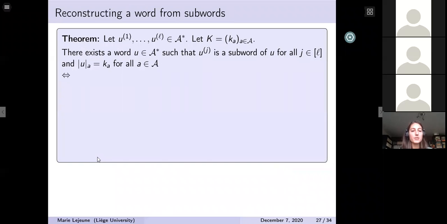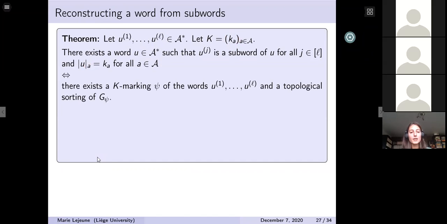Okay, and here is the interesting result. I have some words U1 to UL. I have a sequence K of integer numbers associated to letters of my alphabet. I can find a word U having all these words as subwords, and what's more, such that for any letter A of the alphabet, the number of A's in the word is exactly Ka, if and only if I can find a K marking of these words and a topological sorting of the associated graph.